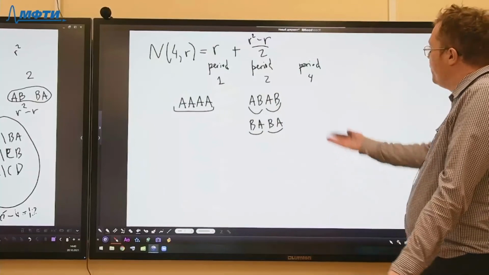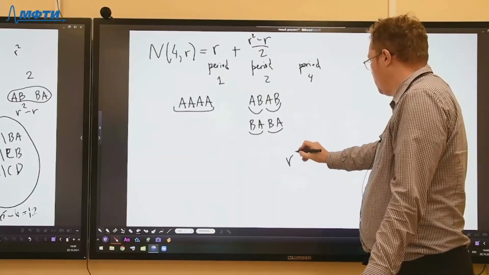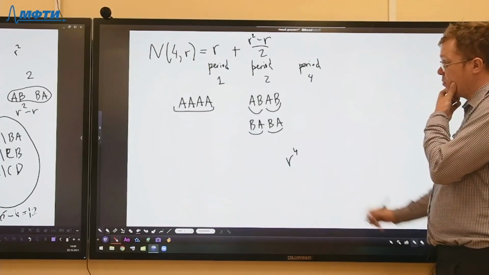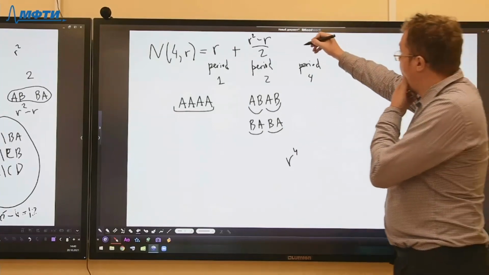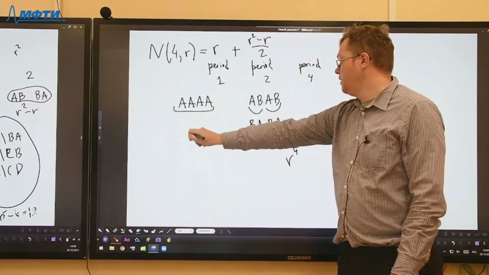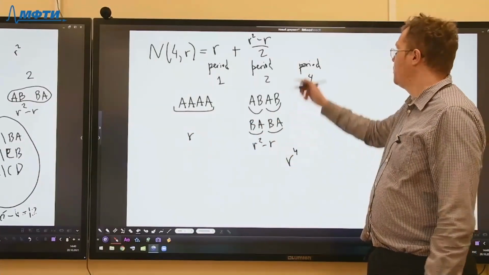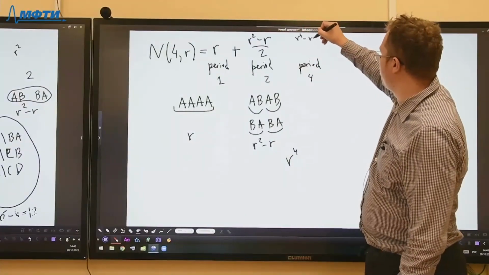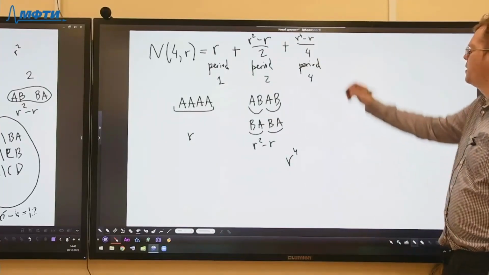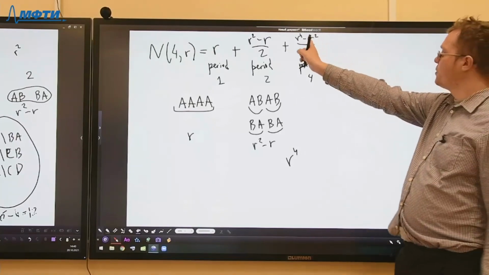And now we need to calculate period 4. So we need to take all elements, minus what we counted before, and divide over 4. What did we count? We counted exactly R words here and R squared minus R here. So actually it will be (R to the power 4 minus R) over 4 here, minus R squared over here. So we just subtract this one and this one.